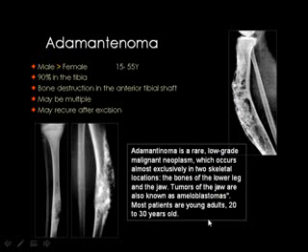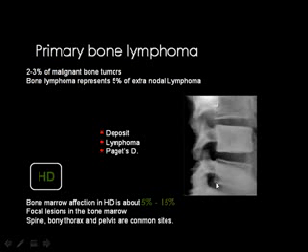Adamantinoma occurs in only two sites in the human body, in the tibia and in the mandible. In the tibia, it usually affects first the anterior aspect of the tibia, then affects the whole tibia. And if you see a destructive lesion affecting the anterior aspect of the tibia, one of the diagnostic possibilities is adamantinoma. But you can never reach the diagnosis except by biopsy.